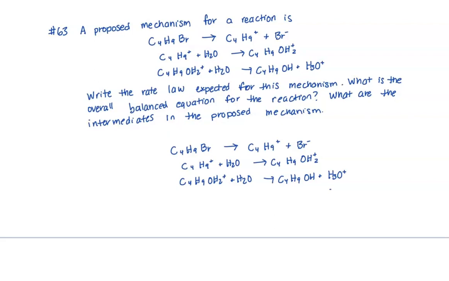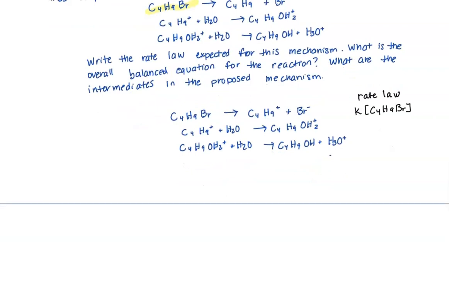So try to imagine if there was to be a coefficient, we would add it. So we would basically take this step here. So then our rate law equals k, and then we have our concentration. In this case, it's C4H9Br. Okay, so we're done with that part.